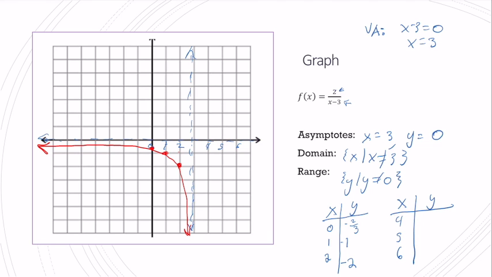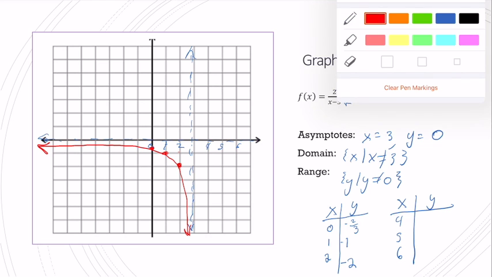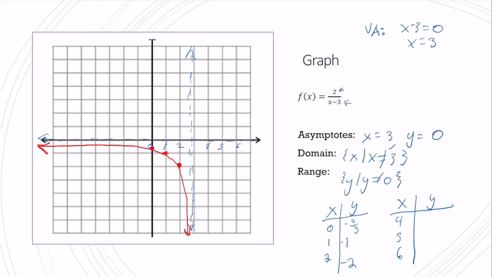Now, let's take a look at when x is 4. 2 divided by 4 minus 3, that's 2 over 1, which gives me a 2. 2 divided by 5 minus 3, that's 2 over 2, which is a 1. And 2 divided by 6 minus 3, that's going to give me a positive 2/3. Notice the symmetry here. All right, let's go ahead and graph these points.